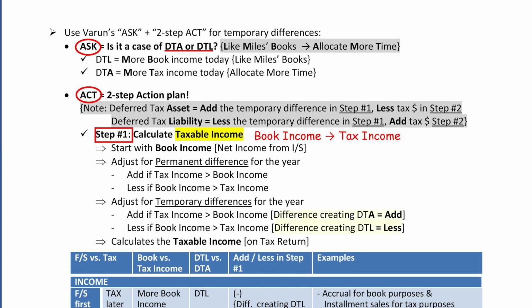And highlight difference creating DTA, add. Difference creating DTL, less. And put a box around that because this is very important for you to remember. So DTA asset difference, add. DTL a liability difference, less. So this way you calculate your taxable income.